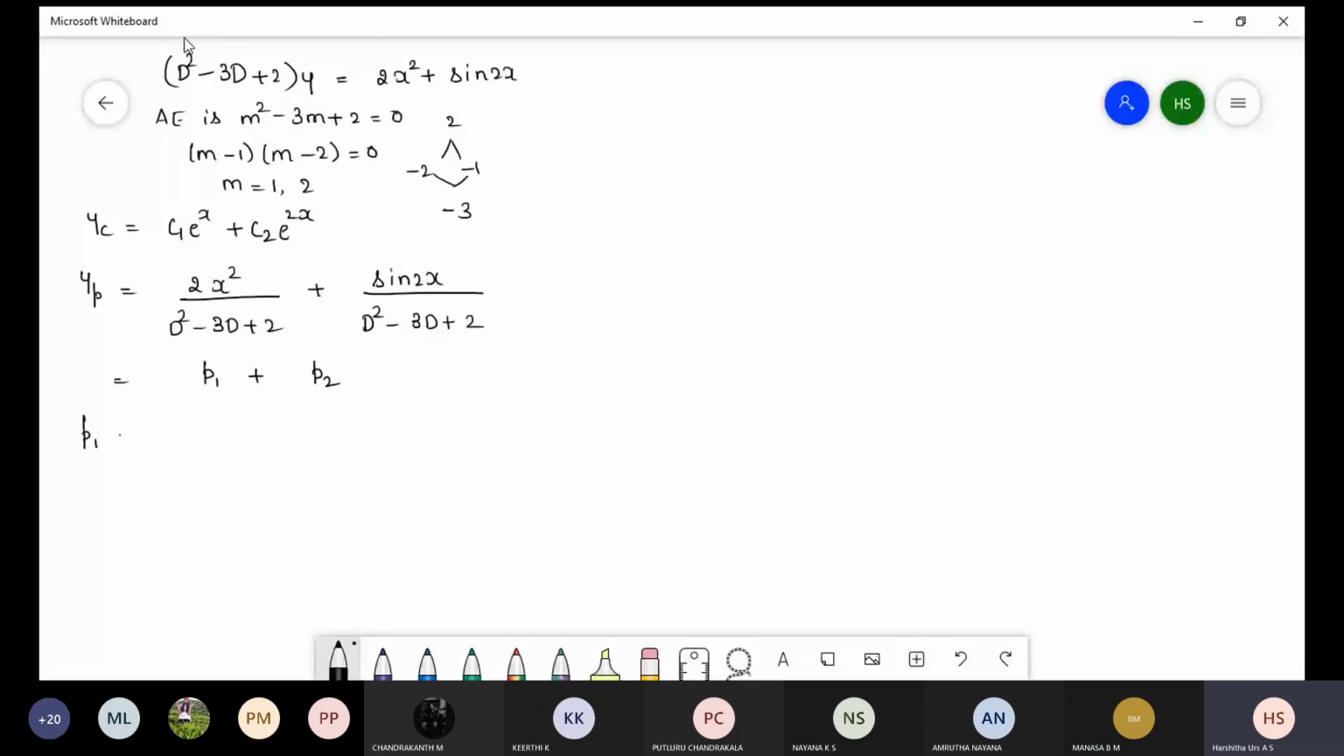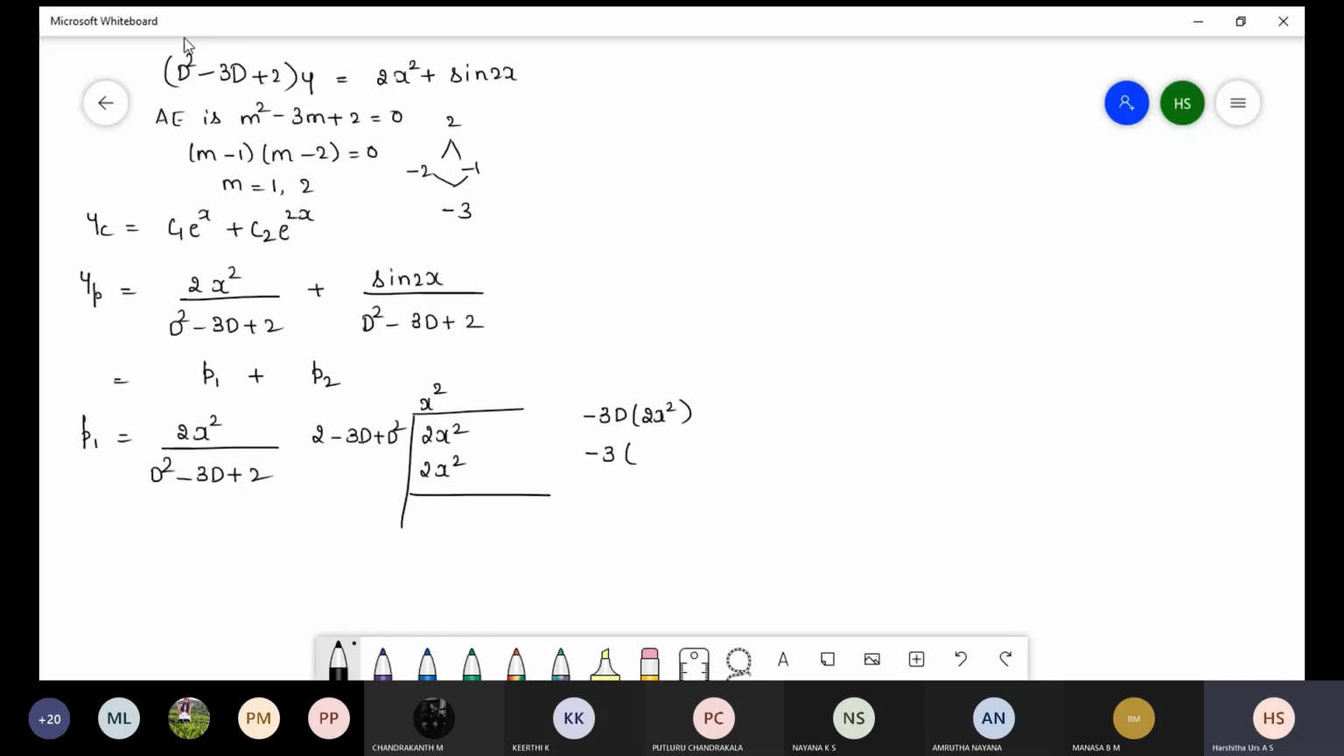So P1 is 2x square divided by D square minus 3D plus 2. We have to use the division method. So I write here 2 minus 3D plus D square. To get 2x square, I have to multiply this 2 with x square. So I get here 2x square. Next, minus 3D of 2x square. So minus 3 into x square, differentiation is 2x, 2 into 2 is 4, 4x. So here I get minus 12x.